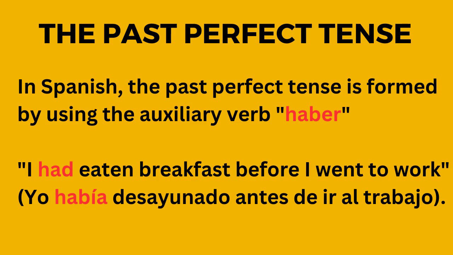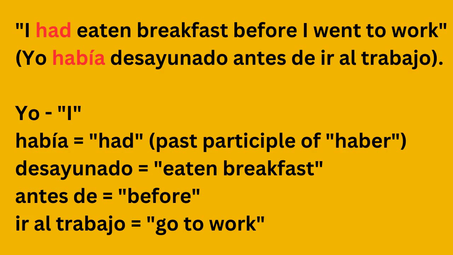So in Spanish, it would be, Yo había desayunado antes de ir al trabajo. Let's break it down. Yo means I, había is the imperfect of haber which means had, desayunado means eaten breakfast, antes de means before, ir al trabajo means go to work. So altogether, it means I had eaten breakfast before I went to work.